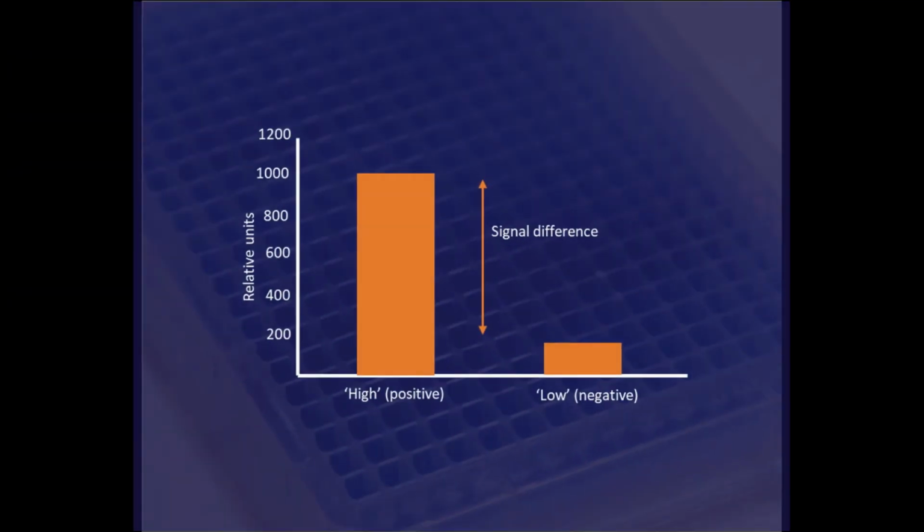Signal to background or signal to noise ratio. Signal to background is measured as a ratio of the mean of the high controls to the mean of the low controls. Signal to noise ratio is calculated as the maximum mean signal to the minimum mean signal divided by the standard deviation of the assay.